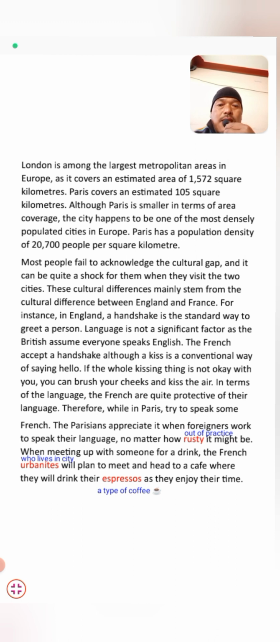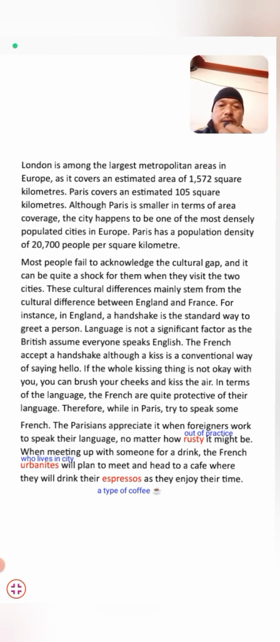In terms of language, the French are quite protective of their language. Therefore, while in Paris, try to speak some French. If you know a bit of the French language, you can speak it there, and it will really make an impact on French people.